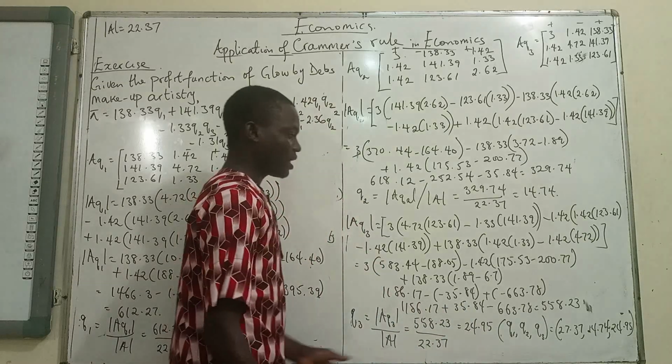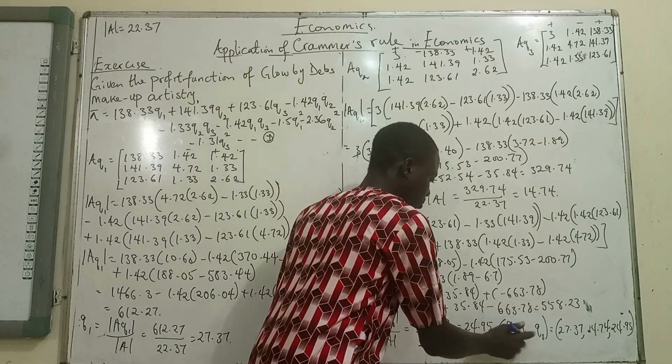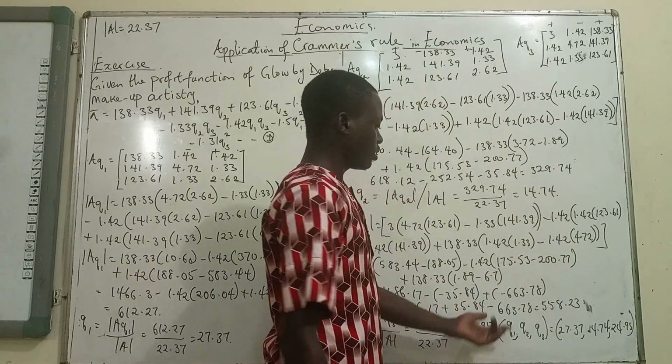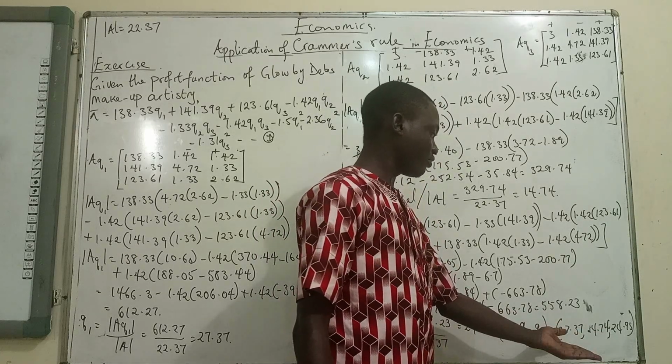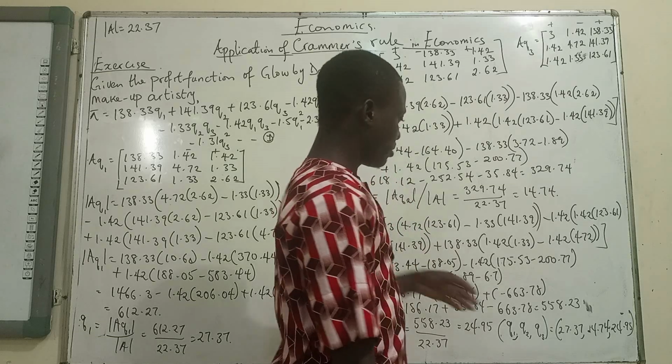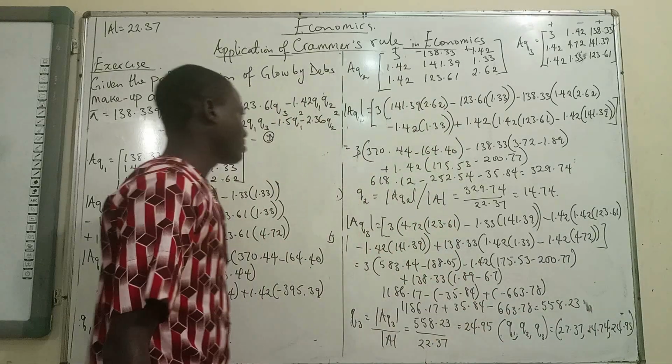So we can write our answers in form of coordinates. It's optional anyway, but I just prefer writing something like this. So you have Q1, Q2, Q3 equals 27.37, 14.74 that we obtained from solving the whole thing, and 24.95. Alright, so that's about that.